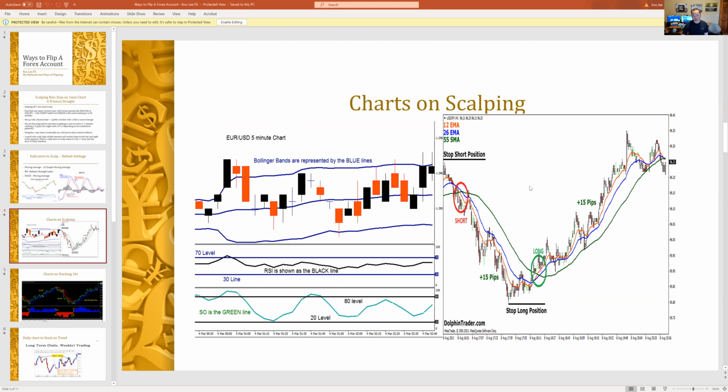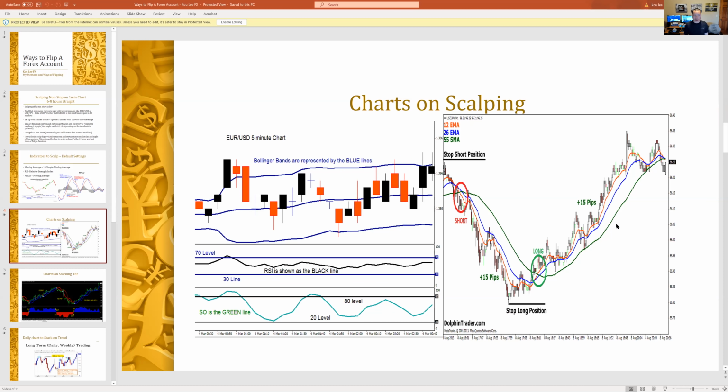Charts on scalping. Now, obviously, these are just charts that I got off the internet. I used to have Bollinger Bands. I don't use it anymore. It just gets too confusing. When there's an uptrend or a downtrend on a Bollinger Band and it just keeps riding the trend, there's no point in using Bollinger Bands anymore. You're better off using moving averages.